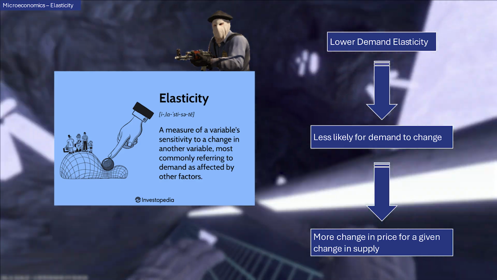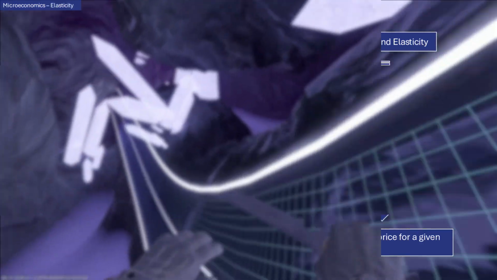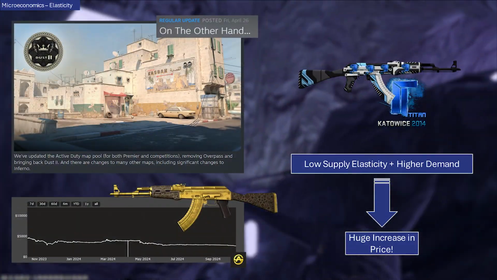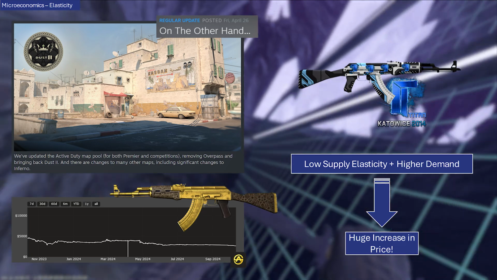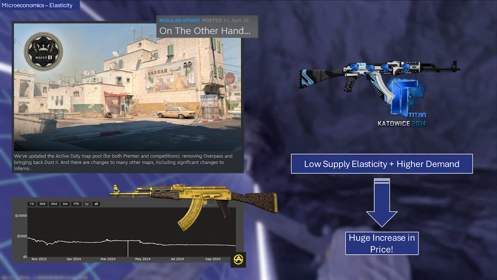The less elastic demand is, the more price is going to change when supply changes. For example, the price of the Golden Arabesque barely moved when it was announced that Dust 2 is moving back into the competitive map pool, which meant more supply, as people like the skin no matter the supply.